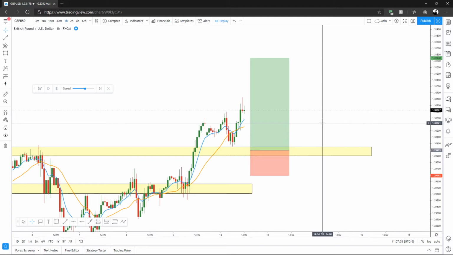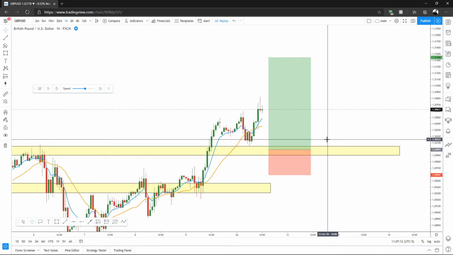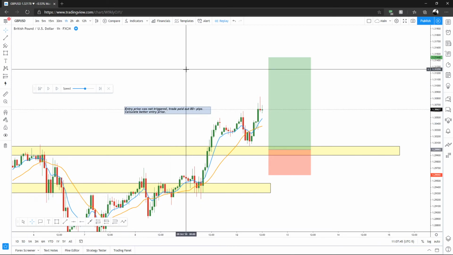So what exactly am I saying with this trade? I would take what happened just here with my entry price, because I did not actually look for an area to enter my entry price. I kind of just placed it just above the middle section of the resistance, new support. So I would take that, I would write it down. Entry price was not triggered. Trade paid out 80 plus pips. Calculate better entry price. And I would take this, keep it in the journal, and apply it moving forward.